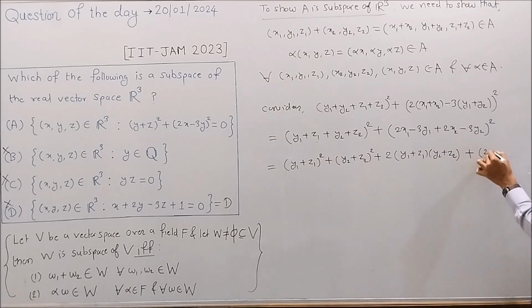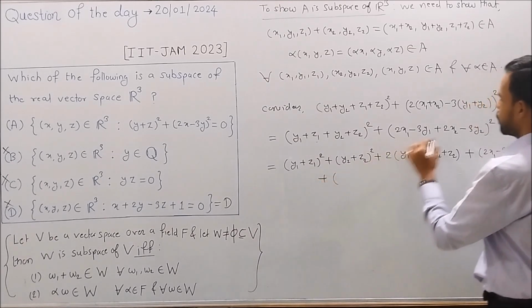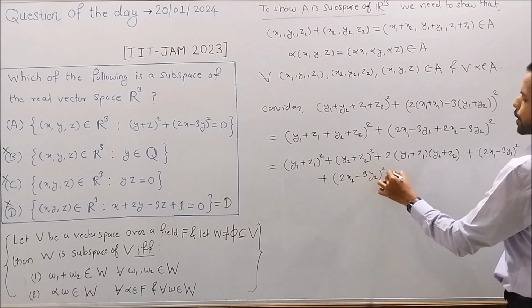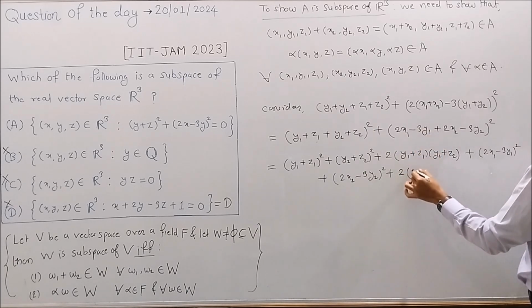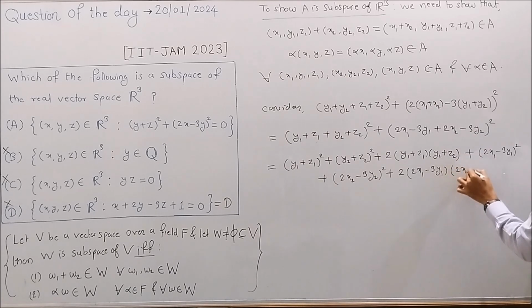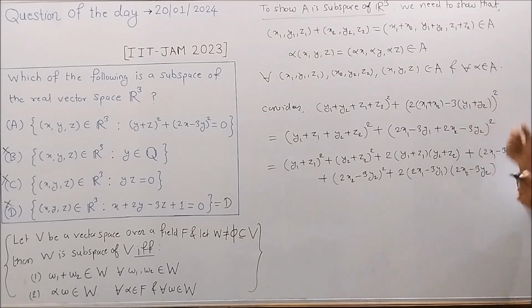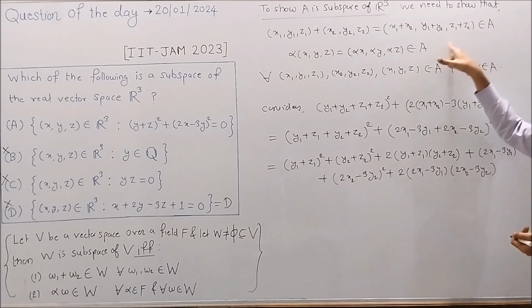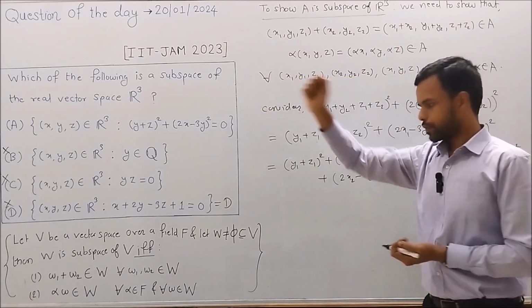So a square is what? (2x1 minus 3y1) whole square, plus b square is what? (2x2 minus 3y2) whole square, plus 2 times a into b, that is 2 times (2x1 minus 3y1) into (2x2 minus 3y2). Okay, now we have to check whether this sum equals 0 or not. Because if this sum equals 0, and this sum equals 0, then this element belongs to A, and so A will be closed with respect to vector addition.